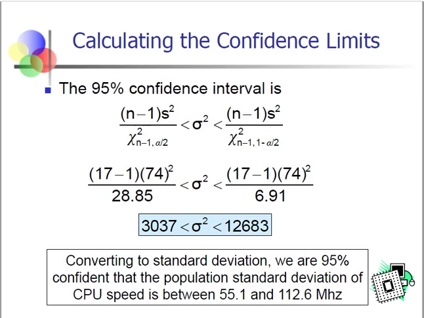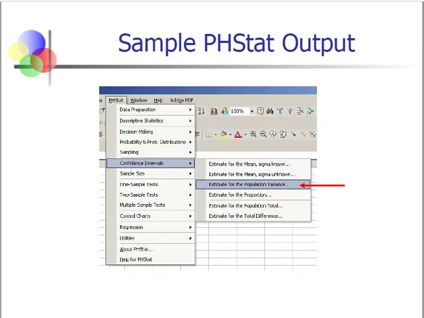Once you get your chi-square values, put them in your formula. You have 17 minus 1, 74 squared divided by 28, and the other one will be divided by that. So you find that actually your variance will be between those values. Okay.